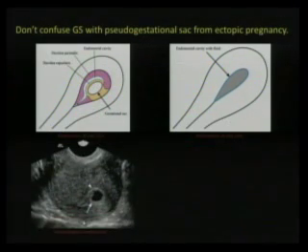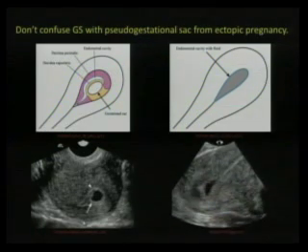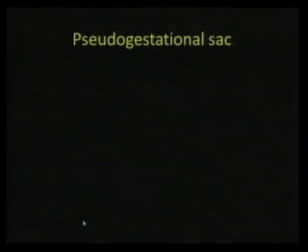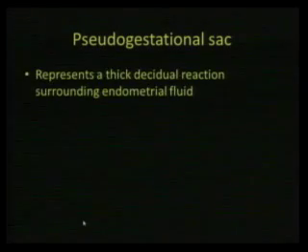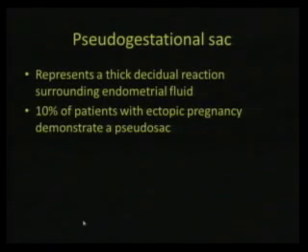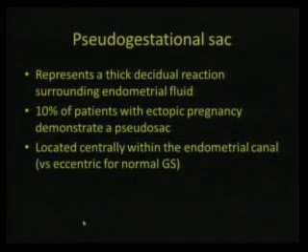So again, just for comparison, here's that double decidual sac sign in a normal IUP, and then this is basically what a pseudogestational sac looks like. So this is pretty much the only thing I'm going to talk about for ectopic pregnancy. You just don't want to confuse them, so look for those signs. Basically the pseudogestational sac is just a little thick decidual reaction surrounding the endometrial fluid. And unfortunately, we only see this in about 10% of patients with ectopic pregnancy that demonstrate this sign. So just keep that in mind, look for those signs.